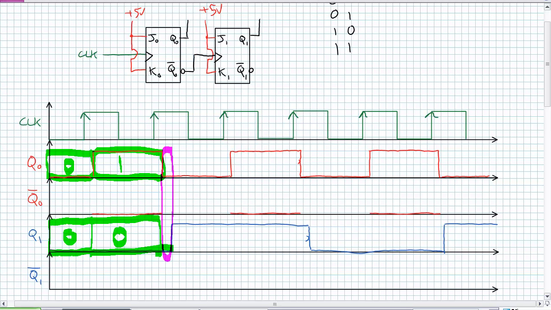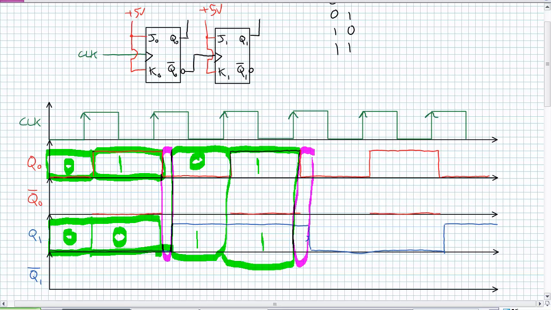The next state, Q1 is a 1, Q0 is a 0. We've counted to 2. What's happening now? We're counting up, 1, 1, counting to 3. What happens here? You guessed it, a glitch. We'll come back to it. Finally, what happens here? We have recycled and we are back to 0, 0, and the whole thing begins again.